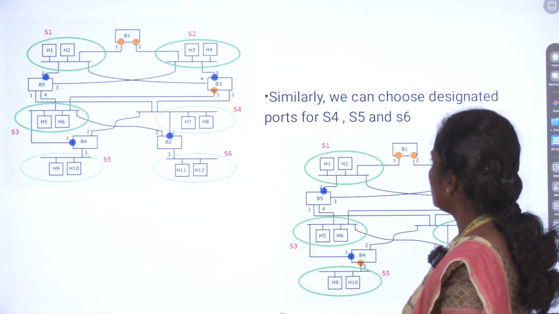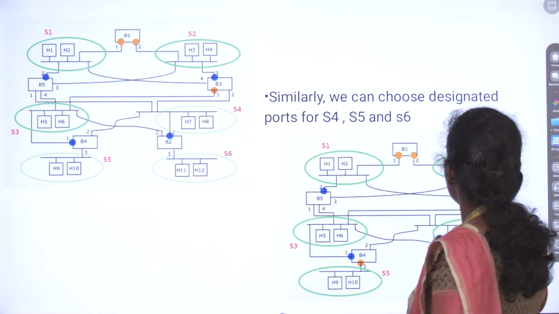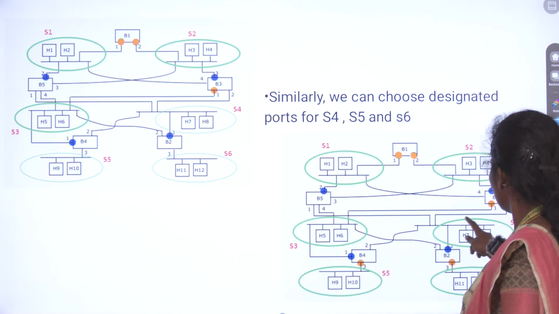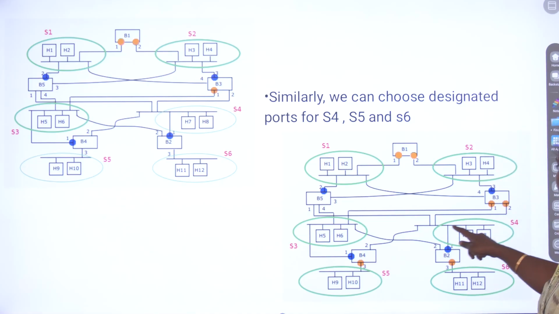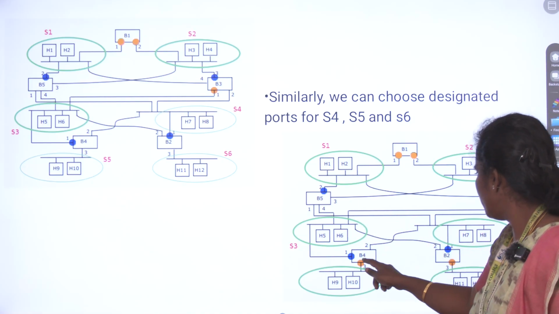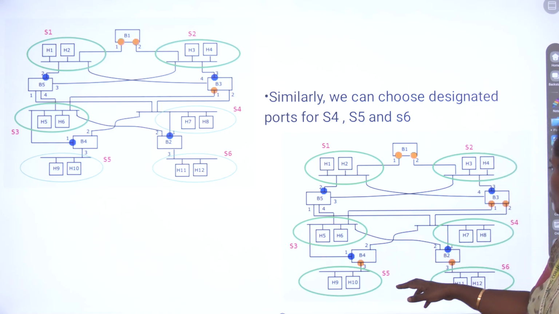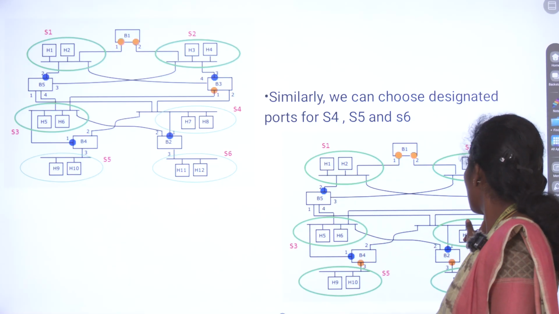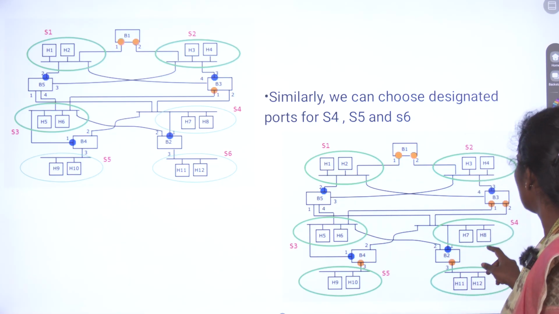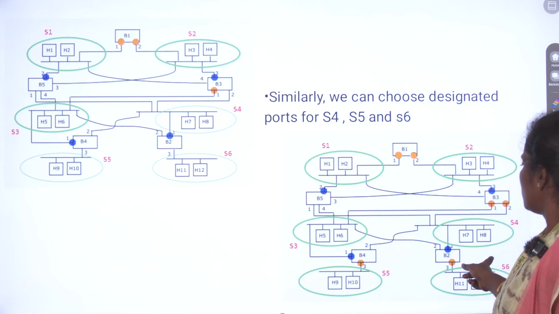Similarly, we have to calculate for segment 4. Segment 4 is connected with B3, B5 and then B4, B2. Here B2 and B4 are also far away. So I am taking B3 or B5. Compared to B3 and B5, B3 has the lower index. So I am choosing the designated port in B3.